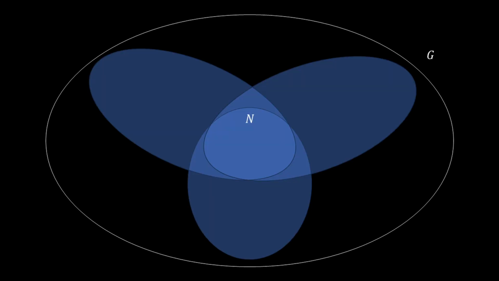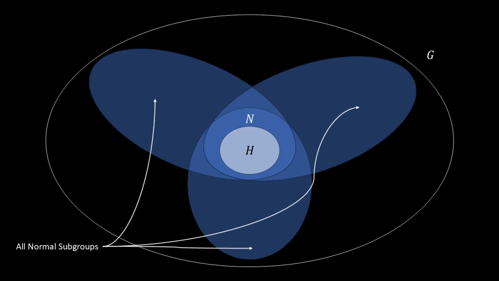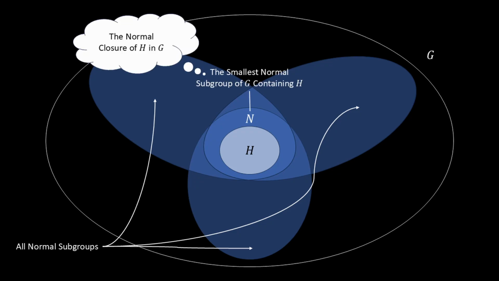In the previous video, I proved that the intersection N of all normal subgroups containing the subgroup H in a group G is the smallest normal subgroup of G containing H, and such N is often called the normal closure of H in G. This time I would like to talk about the intuition behind it.